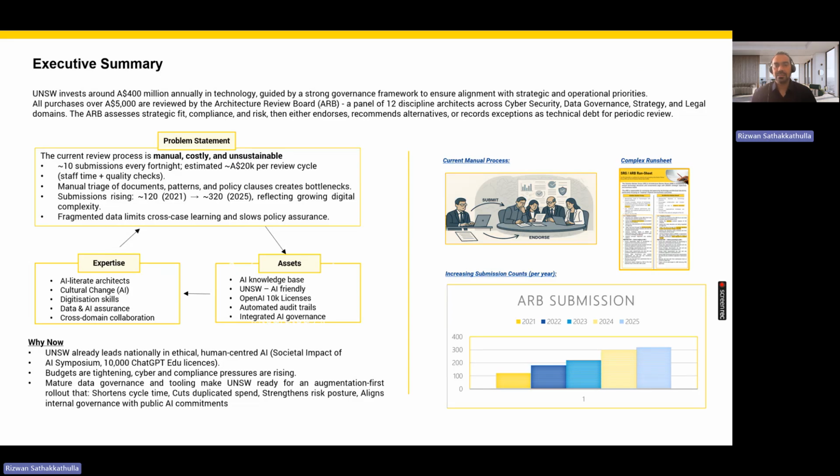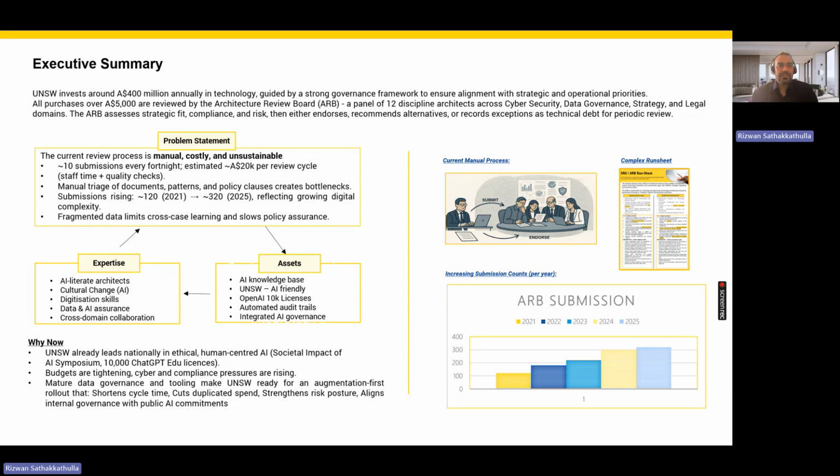They manually sit all together and look at the UNSW vision, missions, and objectives, and also the principles, patterns, and everything. Based on them, they endorse or reject, or maybe they give an exception. This is a manual process. This is how we can automate and how we can integrate AI into this program. That's the intent of this paper.